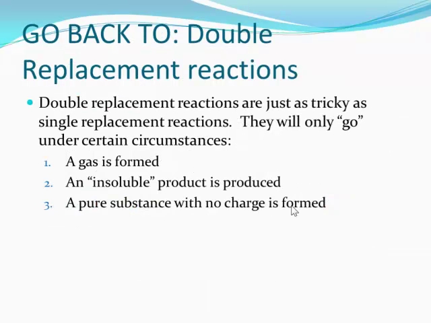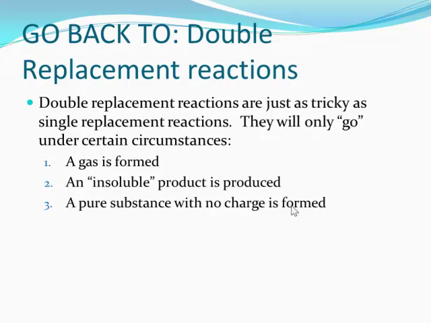Pretty cool. Now we're going to go back and look over one more time double replacement reactions. So double replacement reactions, just like single replacement reactions, are kind of tricky. They will only go under certain circumstances, and there are 3 circumstances that will make double replacement reactions work. Number 1, you make a gas. Anytime you make a gas, the reaction's going to go. Number 2, an insoluble product is produced.